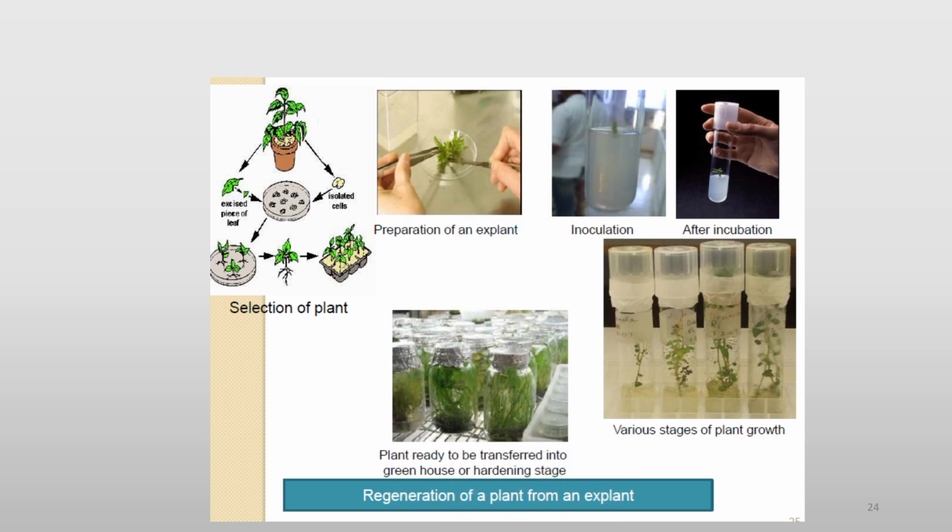So this is another example picture to show you the selection of the plant in a petri dish, how you are slicing, preparation of explant in a sterile condition in an aseptic manner, and inoculation. After inoculation, various stages of plant growth, and the plant is ready for transferring to the greenhouse by means of regeneration of the plant from the explant. And this can be done, and cultivation of the plant culture.